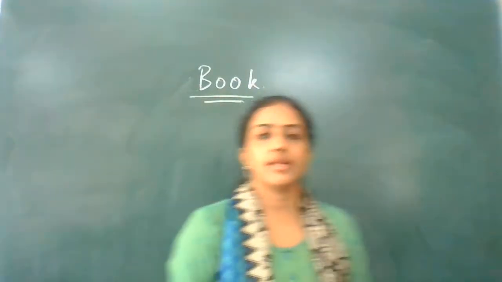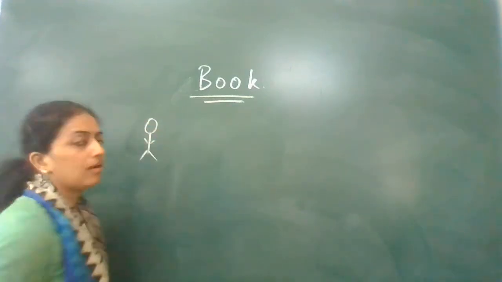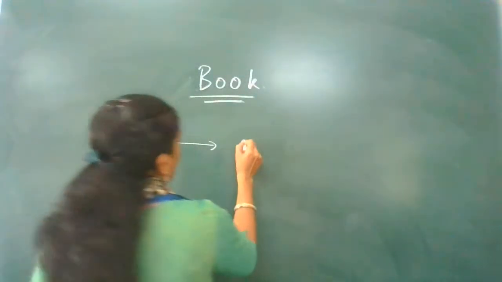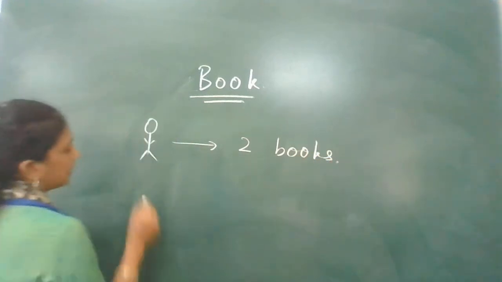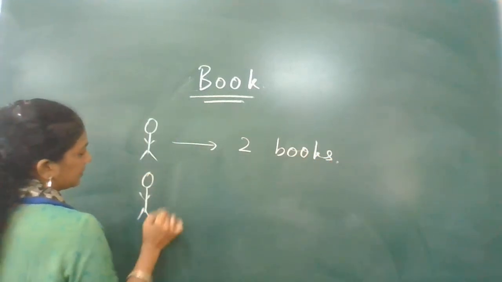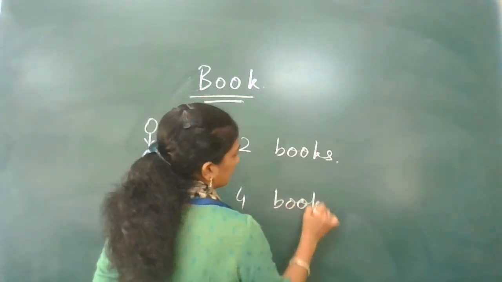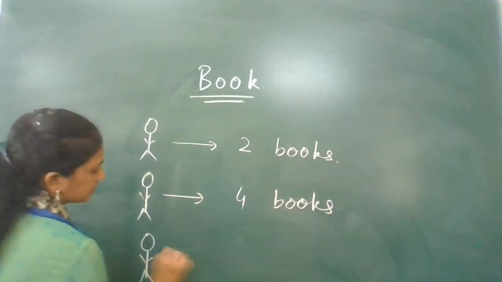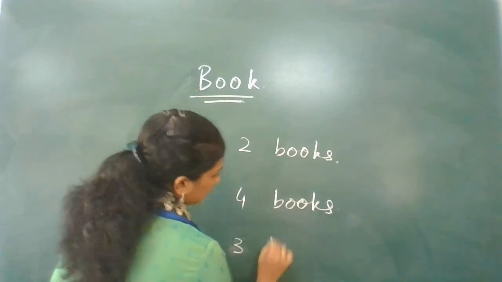Suppose there is one student. This one student comes and asks for two books. Another student comes and asks for four books. A third student comes and asks for three books.